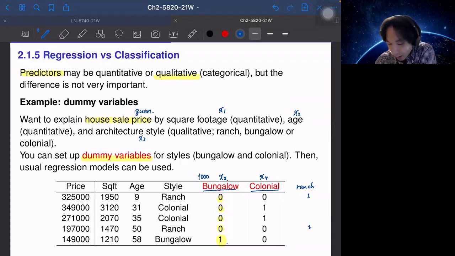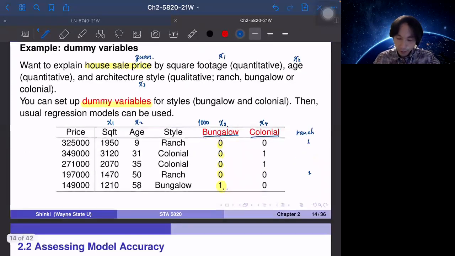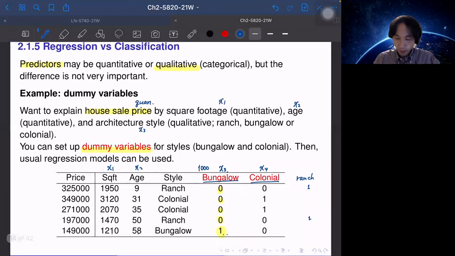And the same for colonial. So if we have three categories, basically we have to set up two indicator variables, two dummy variables. Then we can fit the regression model in the same way as the usual linear regression model. So formally, we have four predictors: the square footage, age, the dummy variable for bungalow, and the dummy variable for colonial. So in this way, qualitative categorical variables can be interpreted as numeric variables.